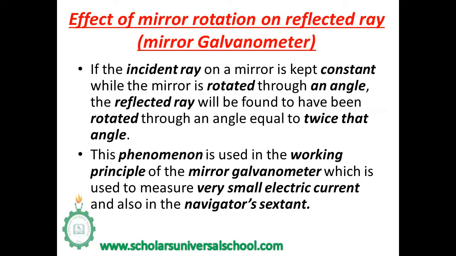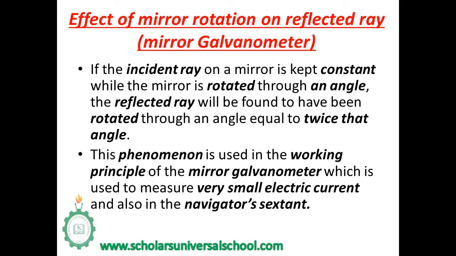Now we're talking about the effect of mirror rotation on a reflected ray. If you have a ray of light incident on a mirror and you keep that incident ray constant, that means you do not change the direction of the ray, but then you rotate the mirror through an angle. Now you will notice that the initial reflected ray, when the mirror was still normal, has been rotated through an angle equal to twice the angle that you rotated the mirror through.